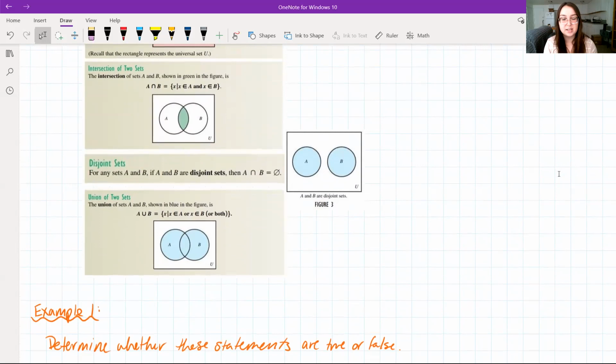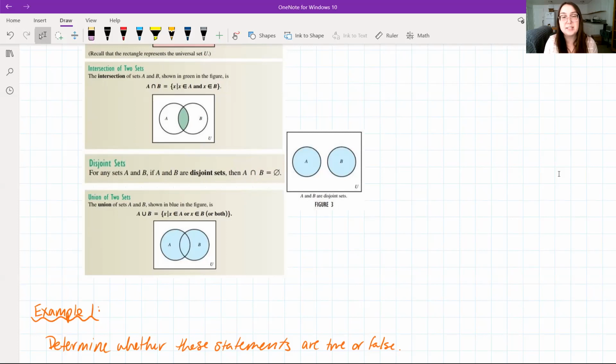The intersection of sets A and B, shown in green in the figure below, A intersect B, is equal to the set of X where X is in A and X is in B. So we're looking for items that are in A and in B. Not just in A, not just in B, but it has to be A and B. When you see word problems later on asking for intersections, you'll see it written as something and something. So the word and is normally used for intersections.